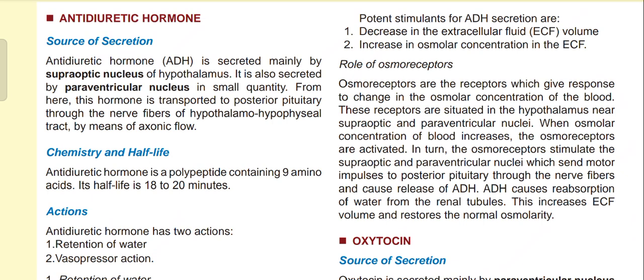There are two hormones present in posterior pituitary. One is antidiuretic hormone and one is oxytocin. So first of all, antidiuretic hormone or ADH or vasopressin.